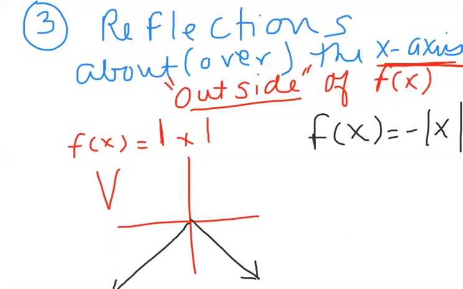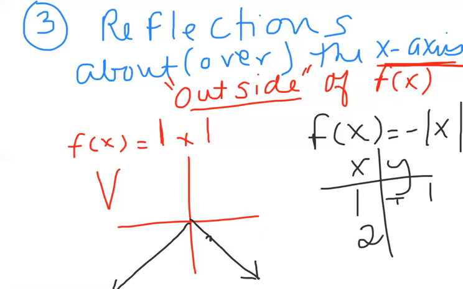Now guys, if you're not sure, test it out. If I plug in 1, what do I get back out? Negative 1. 1 comma negative 1 would be somewhere down here. If I plug in positive 2, what do I get back out? A negative 2. 2 comma negative 2 would be over here. If I plug in a negative 2, what do I get back out? A negative 2. And negative 2 comma negative 2 would be located right there, okay? So that's the reflection over the x-axis.